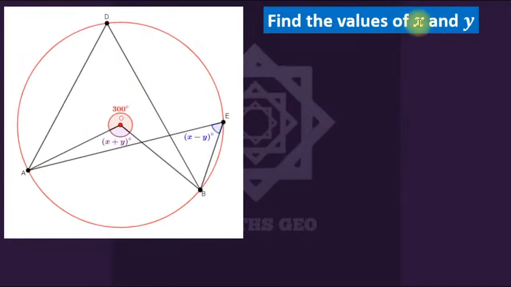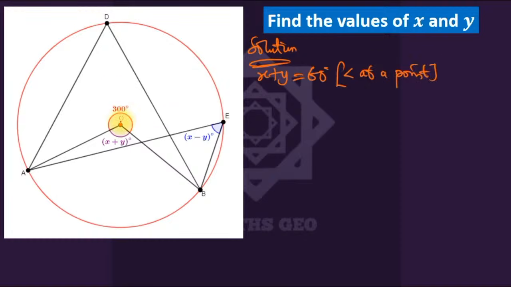We're asked to find the values of x and y. The first thing we'll see here, this is the central angle. We'll combine two theorems now. We use the inscribed angle and also the Bose theorem. So we'll see that x plus y is 60 degrees, by angles at a point. Since this is 300, the remaining is 60. And since this is 60, this angle should be 30.